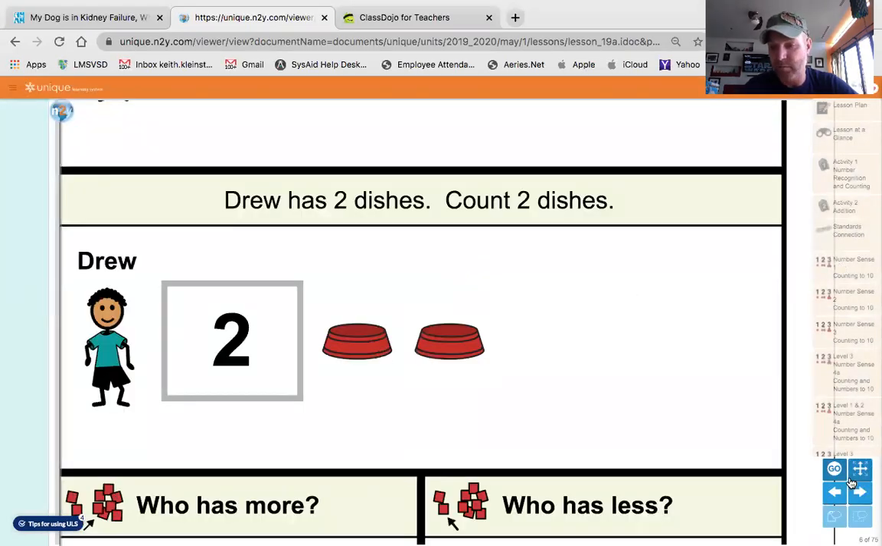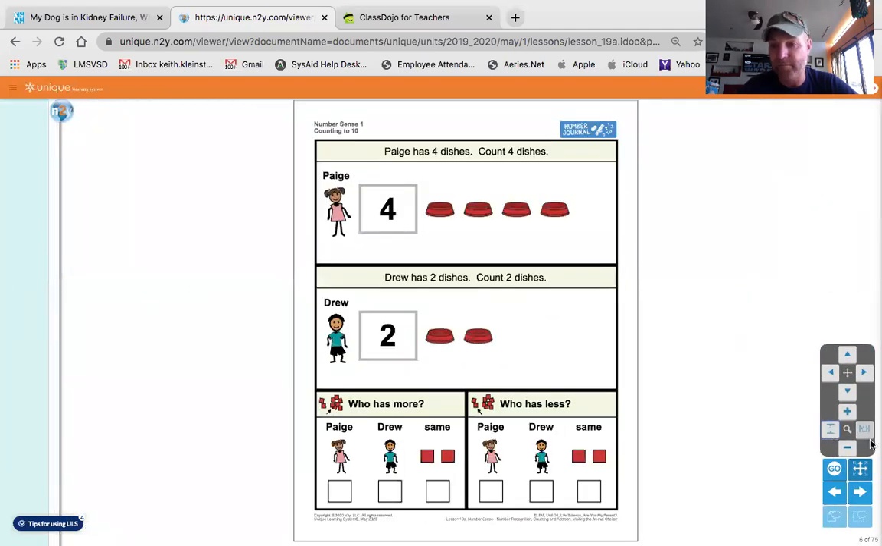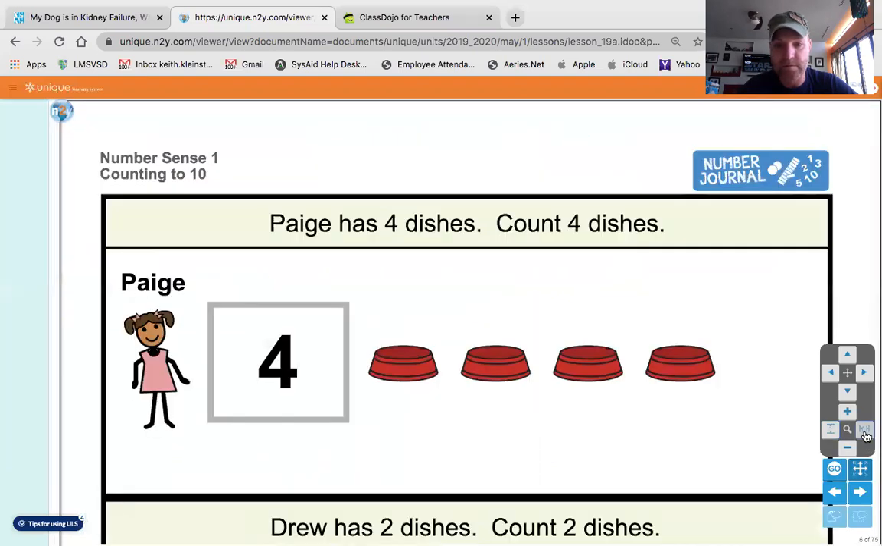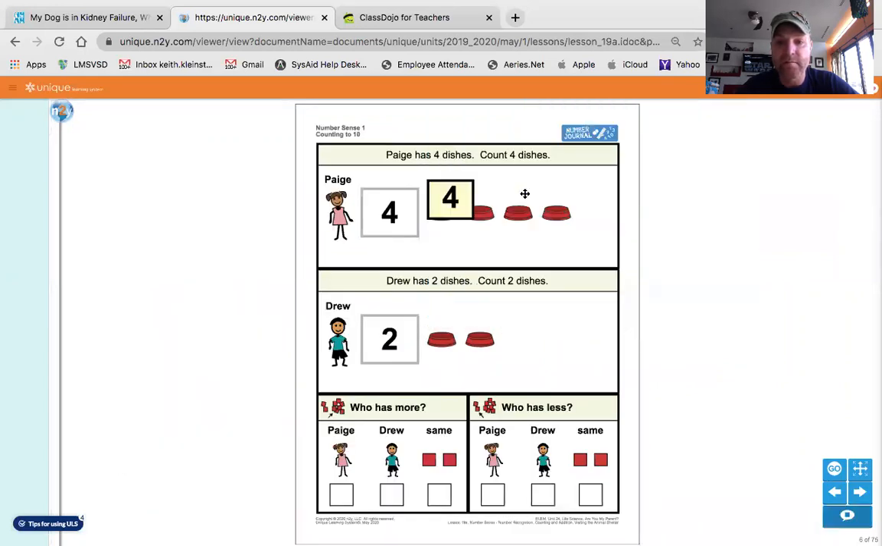Okay, let's make this a little bit smaller. Maybe a little bit bigger. Okay, we'll do this. Paige has 4 dishes. Let's count the dishes. 1, 2, 3, 4. So how many does she have? Match the number. 4.